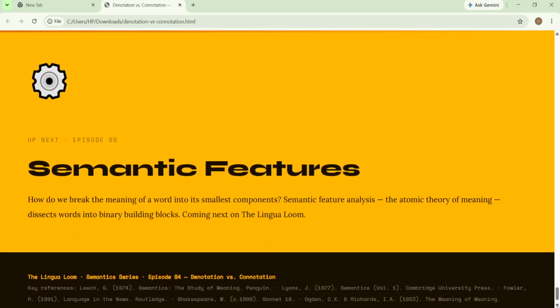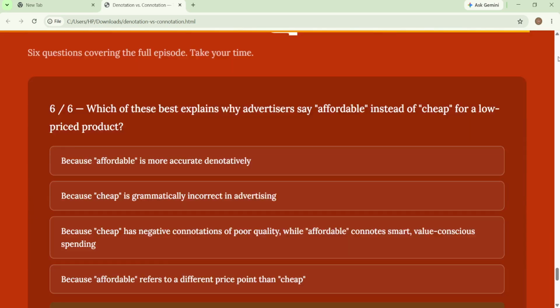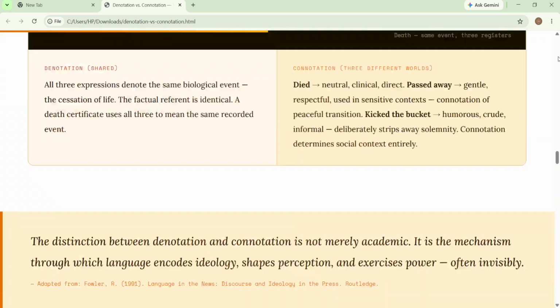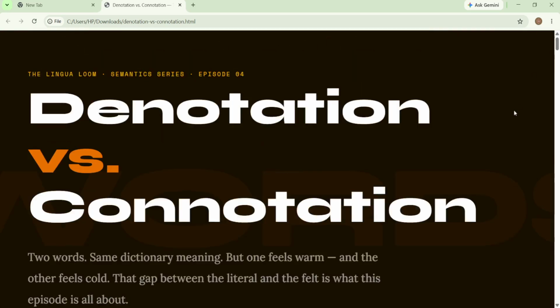So coming up next is semantic features: how do we break the meaning of words into smaller components? So this is it for today. I hope you liked it and understood it. This lecture tells about how words are used in different situations and how their meanings are encoded and decoded.